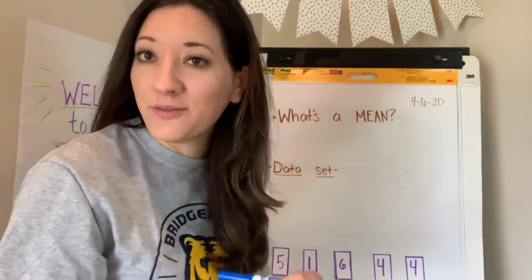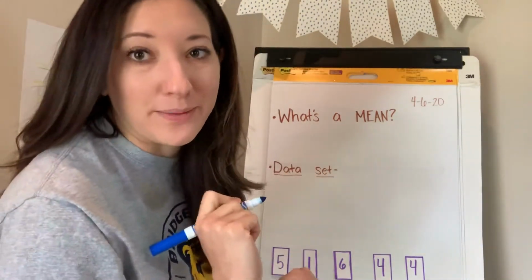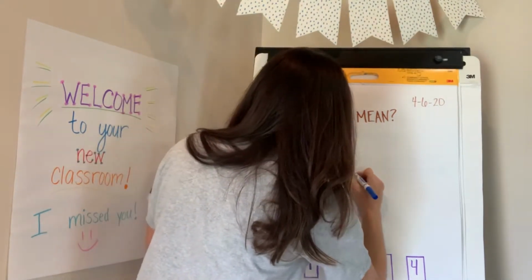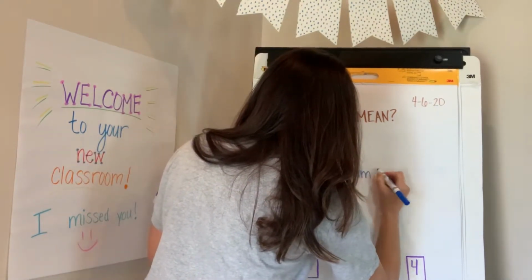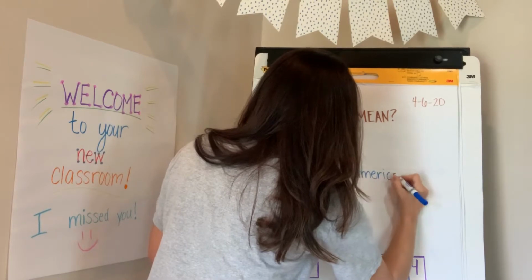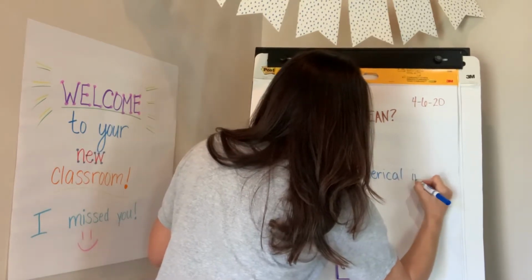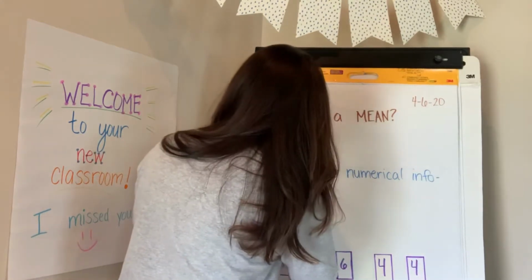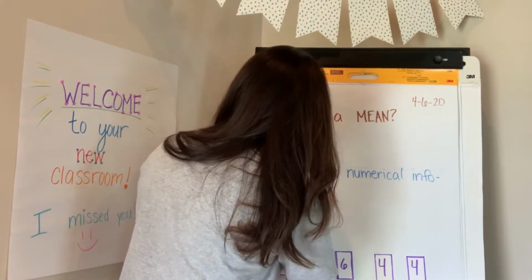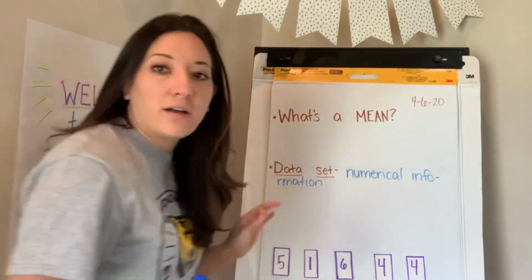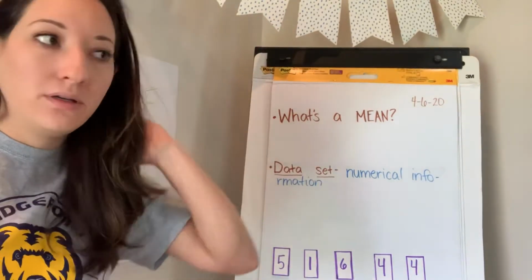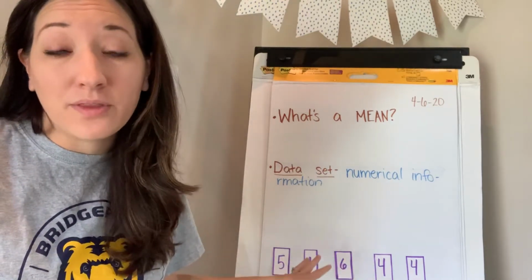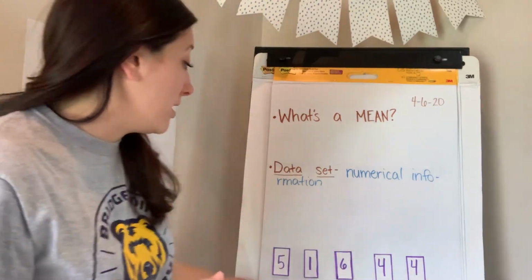So if you're following along at home, write this on your paper. A data set is just numerical information that you've gathered up together. So this is not one big number. This is a bunch of numbers.